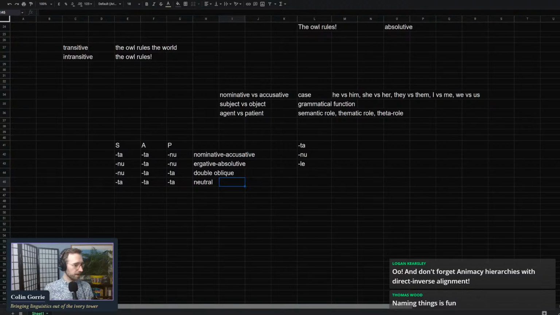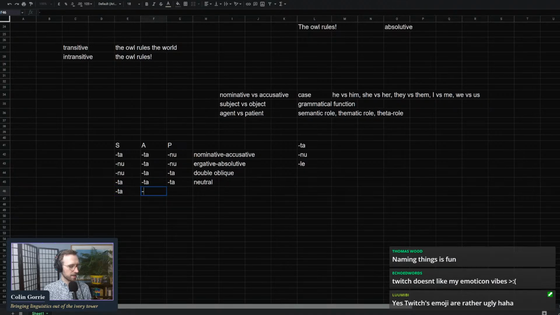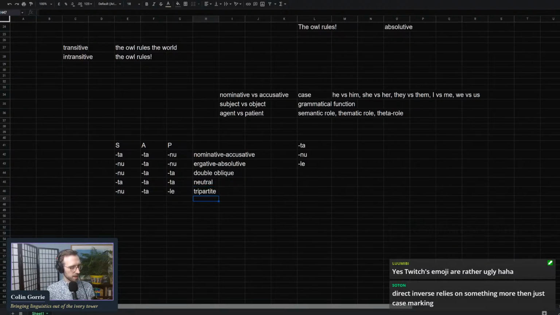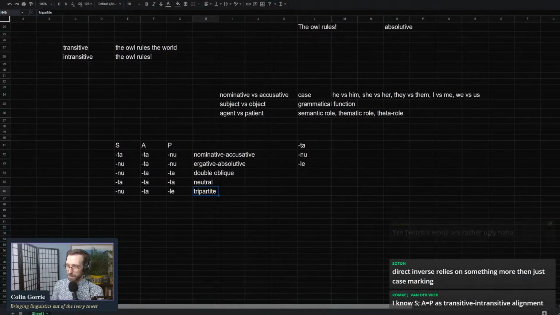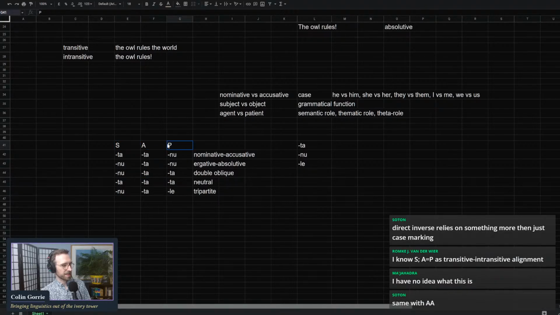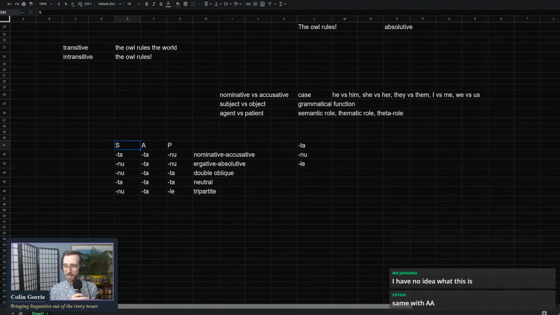And what else do we have? Well, we could do nu, ta, le. Three different situations, three different cases: tripartite agreement, or tripartite alignment. And that's pretty rare as well, because you can see it's not strictly necessary, because you never have both S and A or both S and P in the same sentence. So these are five different types of alignment.